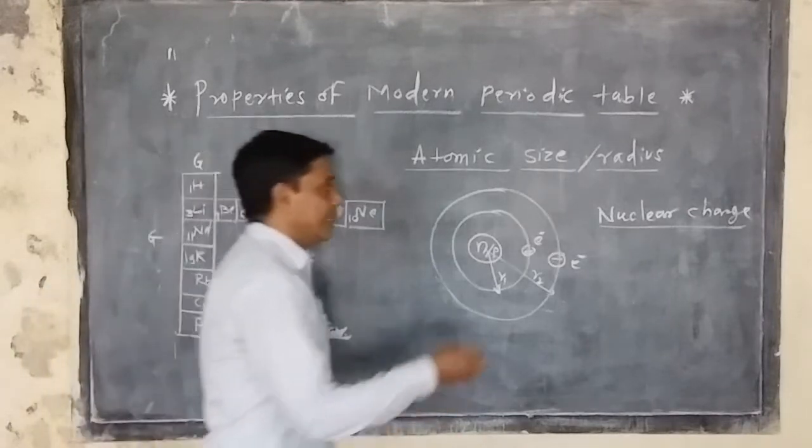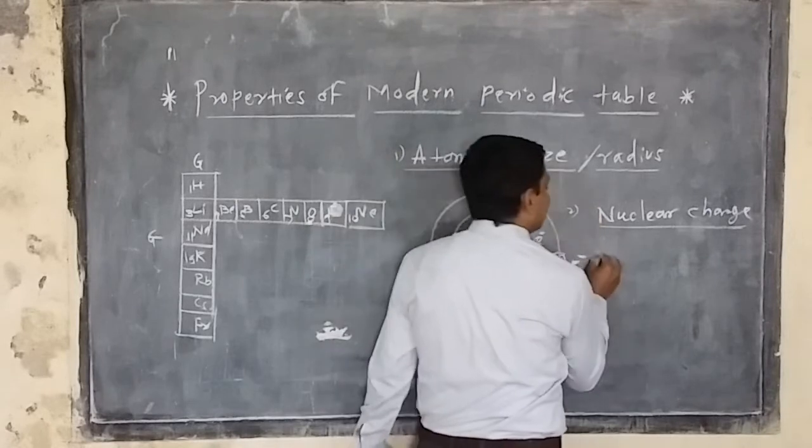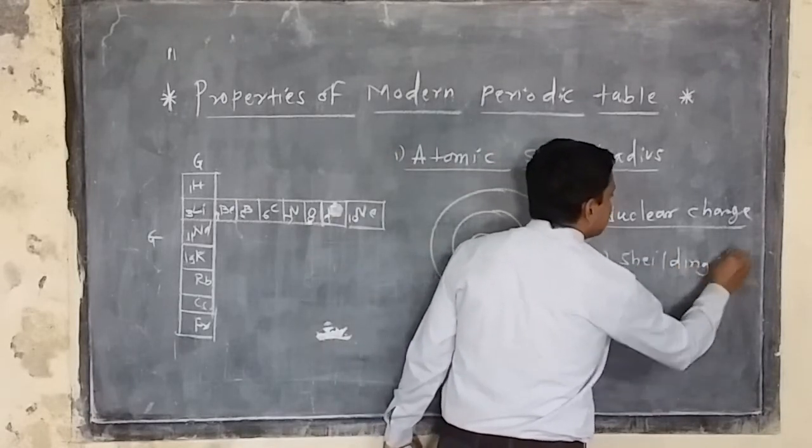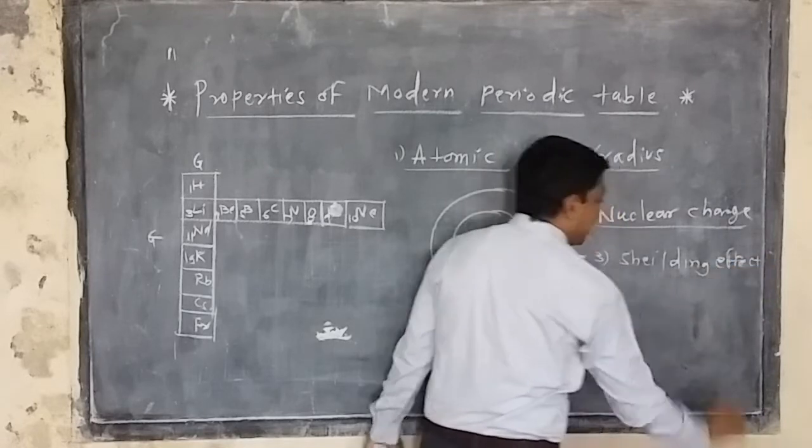This is the first factor, this is the second factor. The third factor is called the shielding effect. Now what is the idea of this shielding effect? The shielding effect is like this.